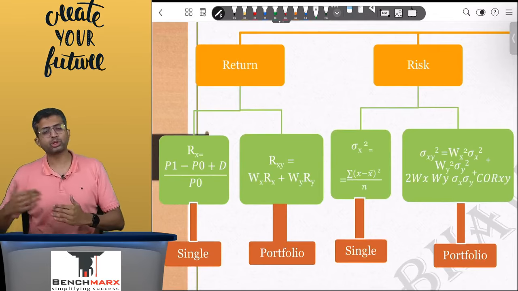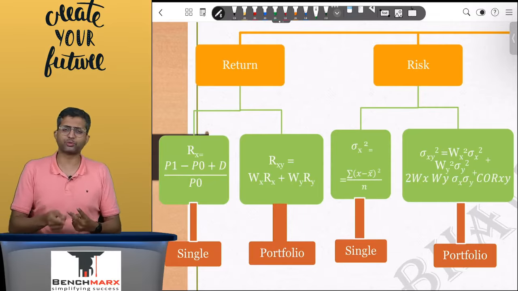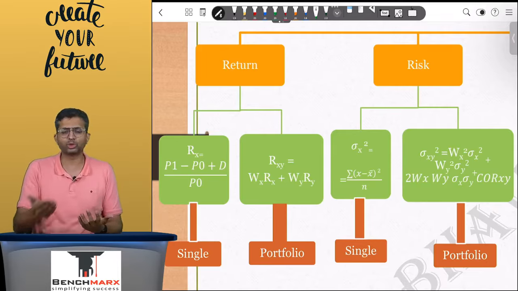Now if you move into the portfolio setup, the portfolio return is calculated as a weighted average return. So if it's a 2 security portfolio, the return of the portfolio XY is the weight of X into the return of X plus the weight of Y into the return of Y.